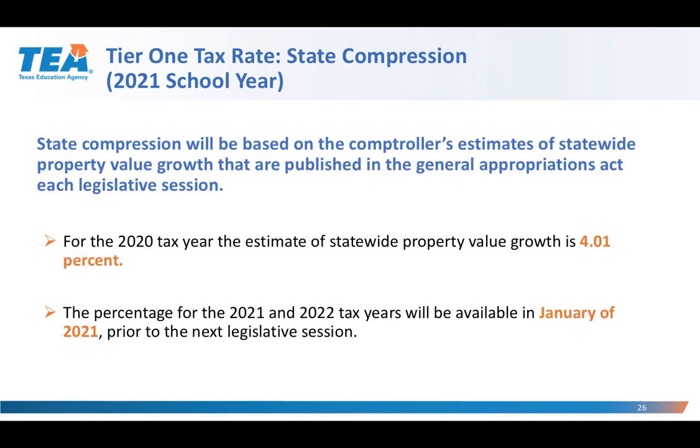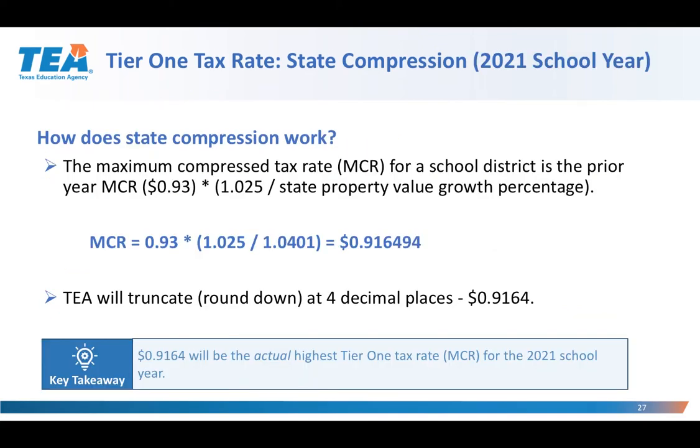So state compression is going to be based on the comptroller's estimates of statewide property value growth that were published in the General Appropriations Act. For the 2020 tax year, we know that they estimated that statewide values are going to grow by 4.01%. And that is the percentage that we'll be using to calculate the state compression for tax year 2020. The percentage for the 2021 and 2022 tax years will be available in January of 2021 prior to the next legislative session.